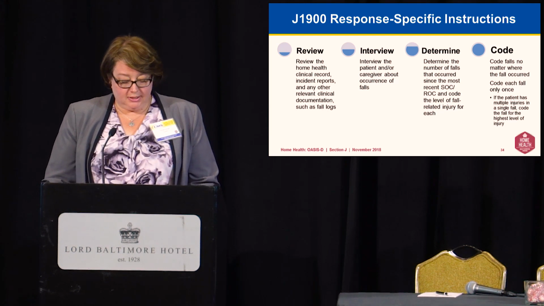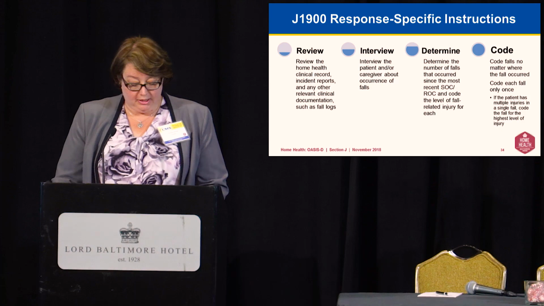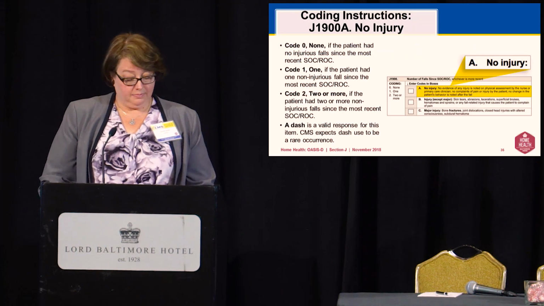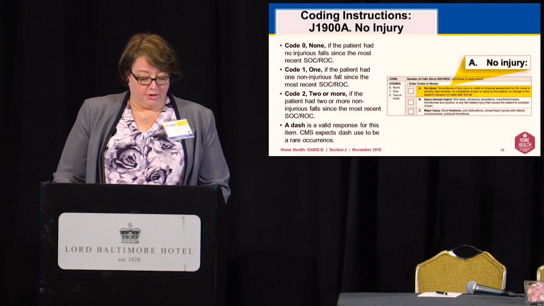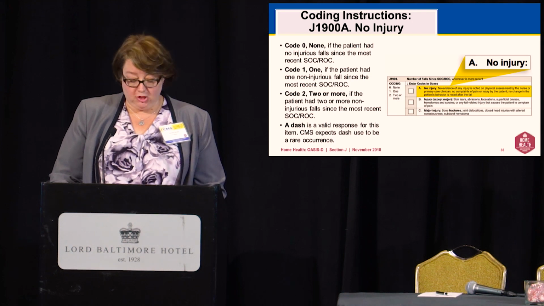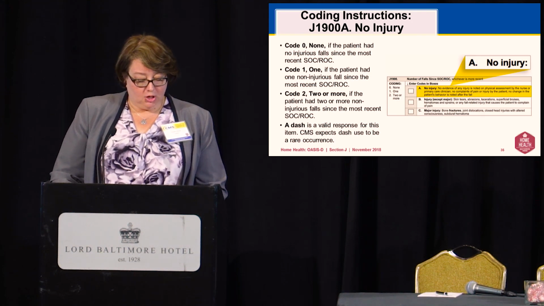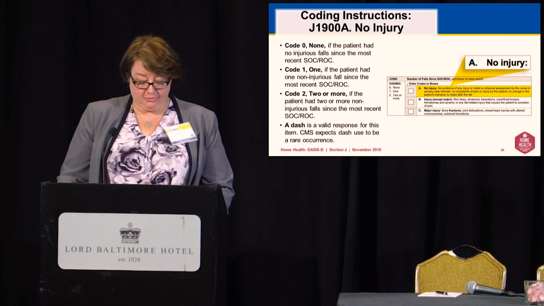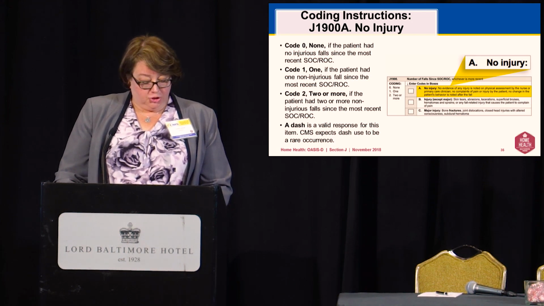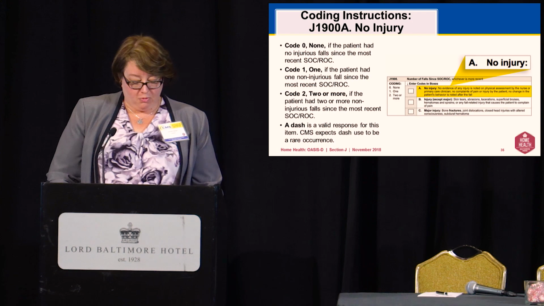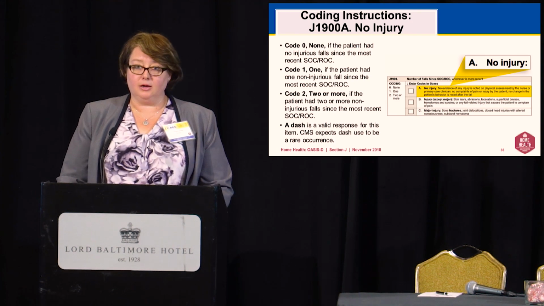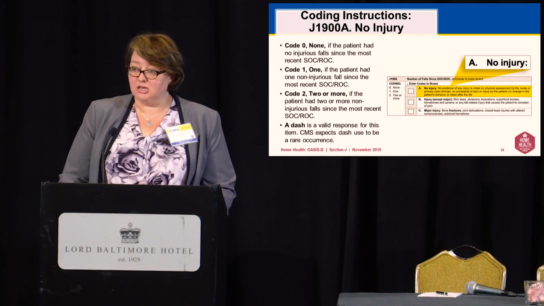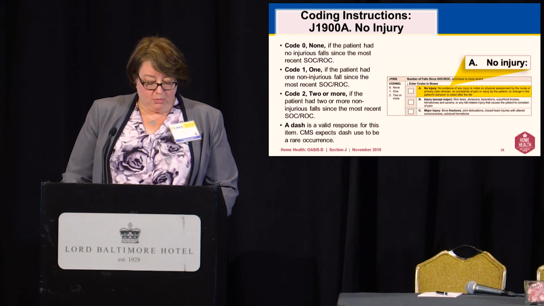Now that we've reviewed some of the instructions, let's take a little deeper dive into the coding of J1900. We'll start with J1900A, no injury. For J1900A, you're going to code 0, none, if the patient had no injurious fall since the most recent SOC/ROC. Code 1, if the patient had one non-injurious fall since the most recent SOC/ROC. Code 2, 2 or more, if the patient had 2 or more non-injurious falls since the most recent SOC/ROC. Now, a dash is considered a valid response for this item, but we expect the use of the dash to be a rare occurrence.